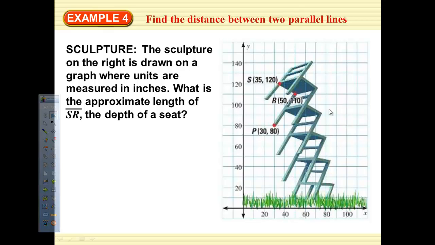For this next example, we're going to look at the distance between two parallel lines. If we look at this sculpture, there's a parallel line here and there's another parallel line here. So if we find the slope of PR, we can find the perpendicular slope for SR. In this case, we don't really need to. They're just showing you how you would find the slopes. So we're just going to find SR, and I'll breeze through the first part quickly.